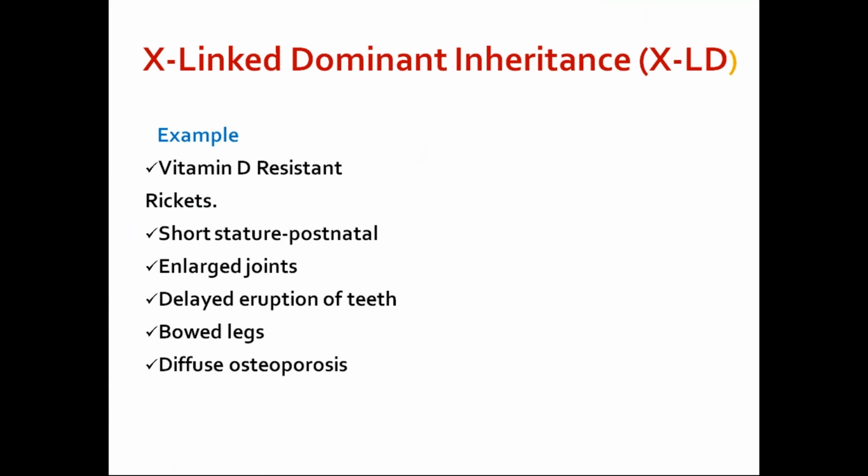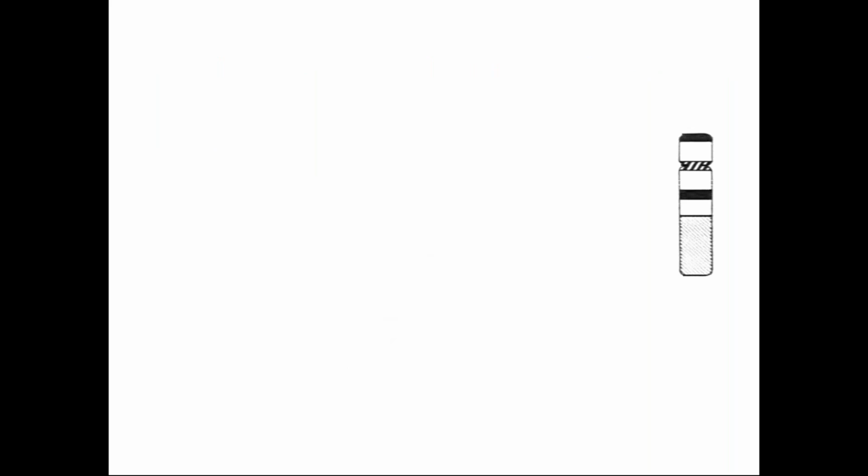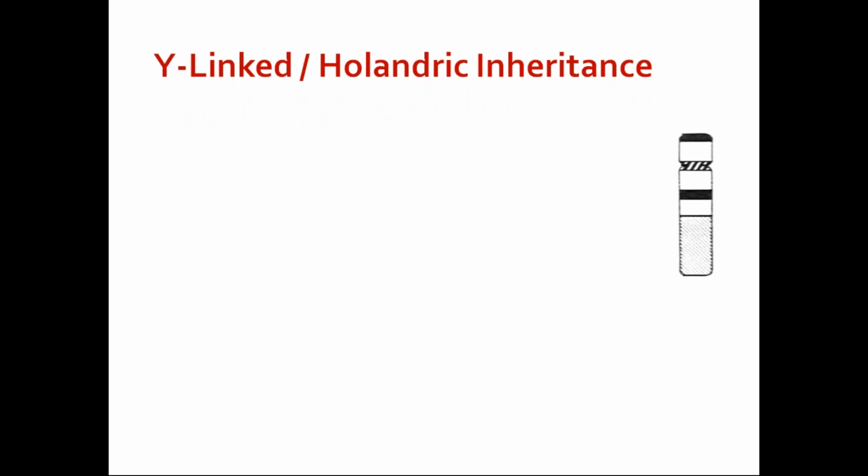See this X-linked dominant vitamin D resistant rickets: short stature with postnatal enlargement of joints and delayed eruption of teeth, bowed legs, diffuse osteoporosis. These are the features of X-linked dominant vitamin D resistant rickets. Next, Y-linked holandric inheritance.